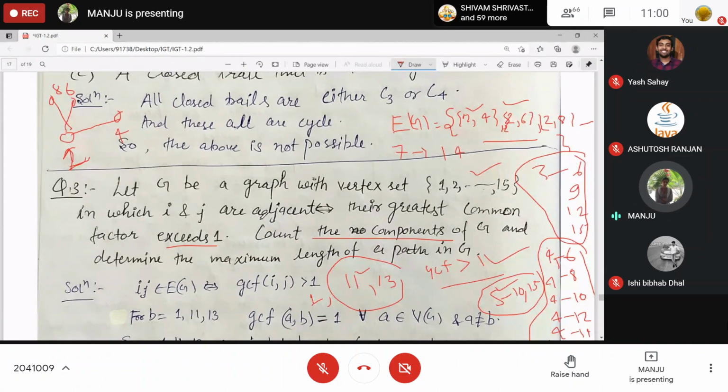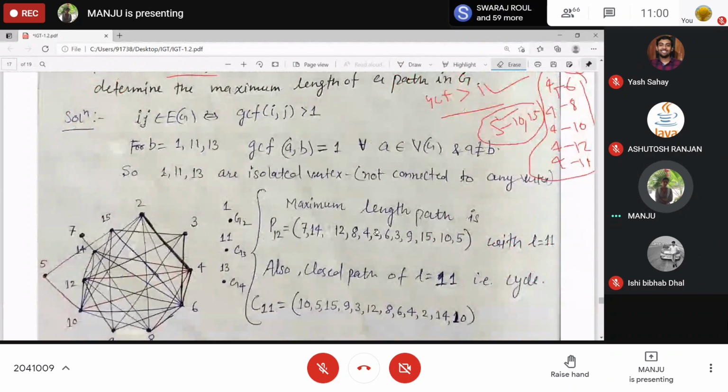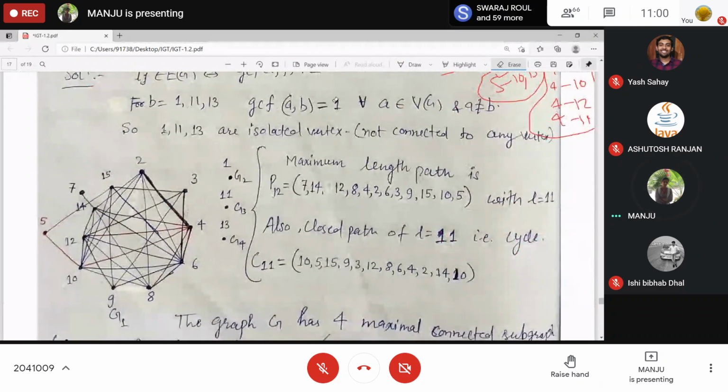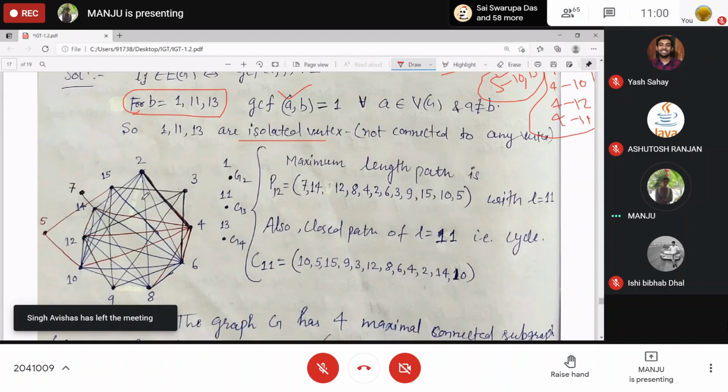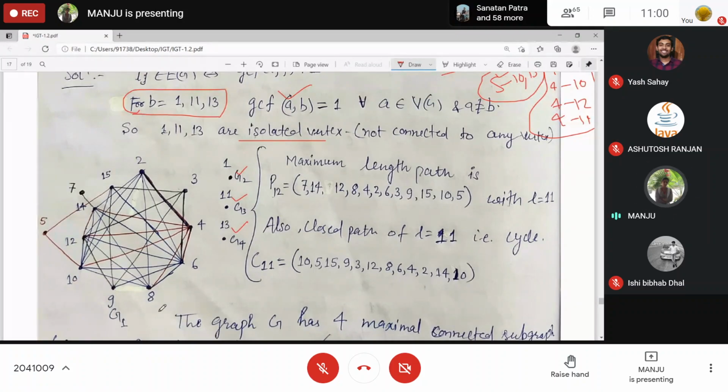And one will be a connected part, right? So if you draw this graph, it will be like this. The isolated vertices are 1, 11, 13, whose greatest common factor is 1. These are isolated, and the connected part is this one. So isolated we have drawn over here, here, here. These are 3 components here and 1 component here, right?